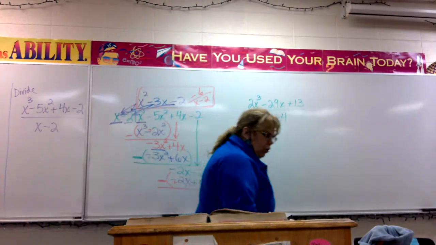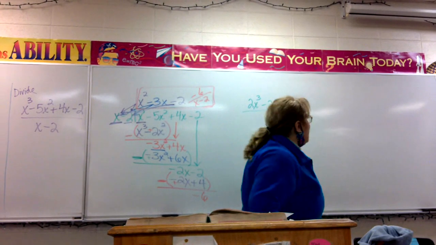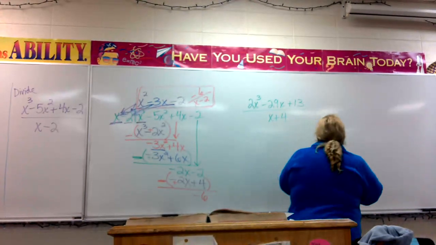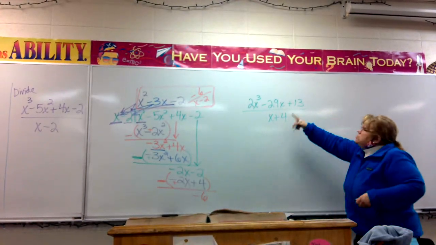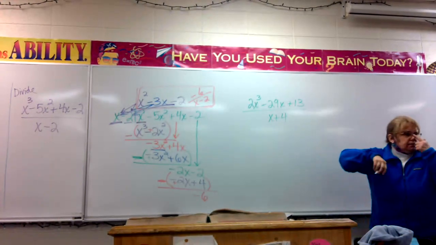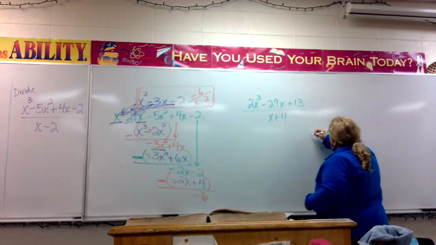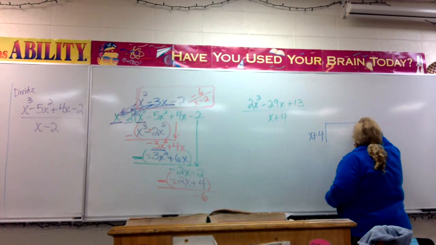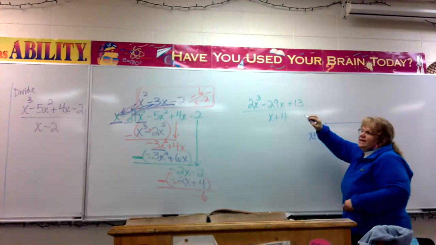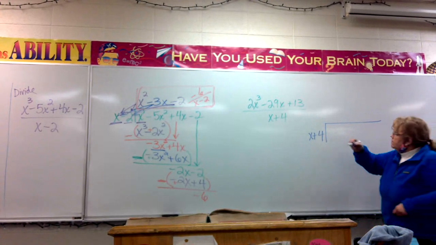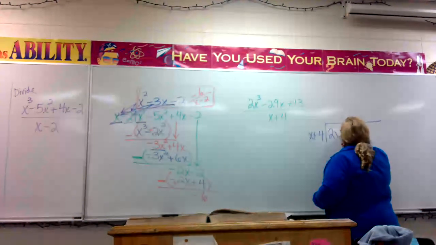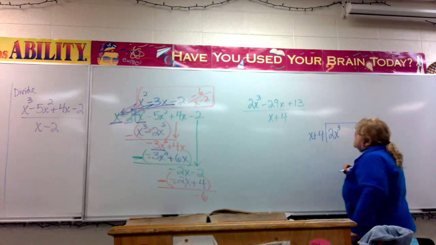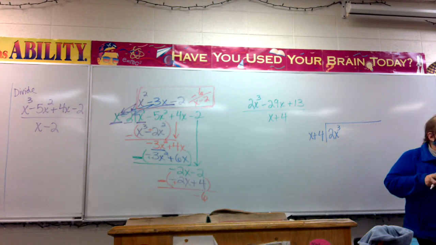I'm not going to do this whole thing right here, but I thought I would set it up for you. Which one goes outside? The bottom. X plus 4 goes outside. And that means the other one goes inside. What's my biggest power of x up there? X to the third. So 2x to the third. What comes next? -29. Well, remember they need to go in order.